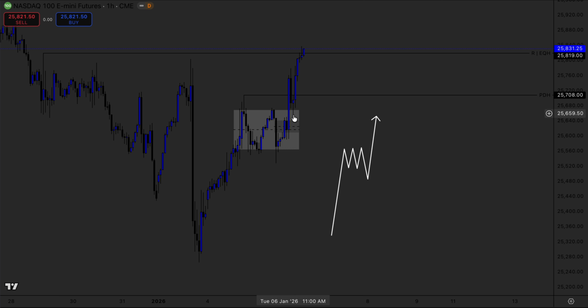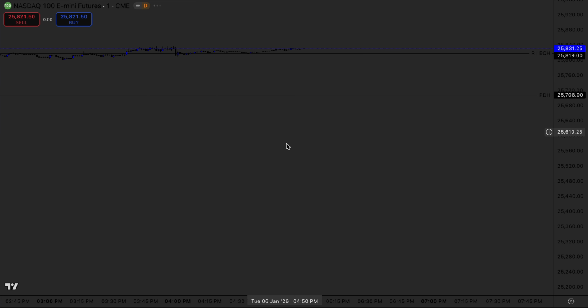You see, even though price retraced back into this gap, into this consolidation range, we respected the high of the range and delivered higher to these relative equal highs here. And you see that's where price ended up stopping at. But we'll go down to the lower time frame and we'll break down how you could have entered on the 1 minute today.